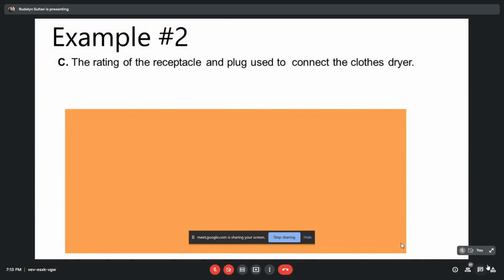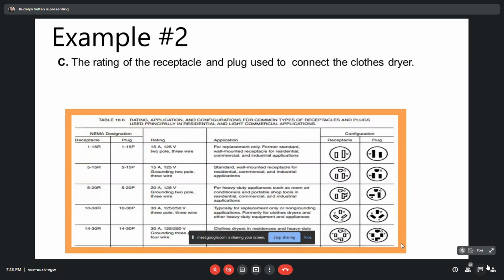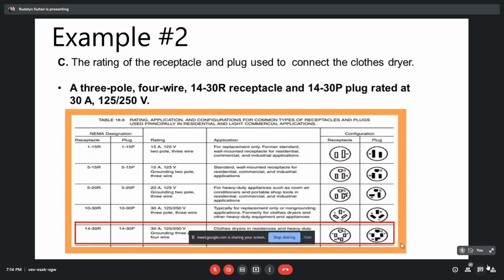Next, we are asked to determine the rating of the receptacle and plug used to connect the clothes dryer. From Table 18.6, based on a 30 amps circuit rating, a 3-pole, 4-wire 14-30R receptacle and 14-30P plug rated at 30 amps, 125/250 volts, grounding, 3-pole, 4-wire. So that is the rating of the receptacle and plug to be used for the clothes dryer.